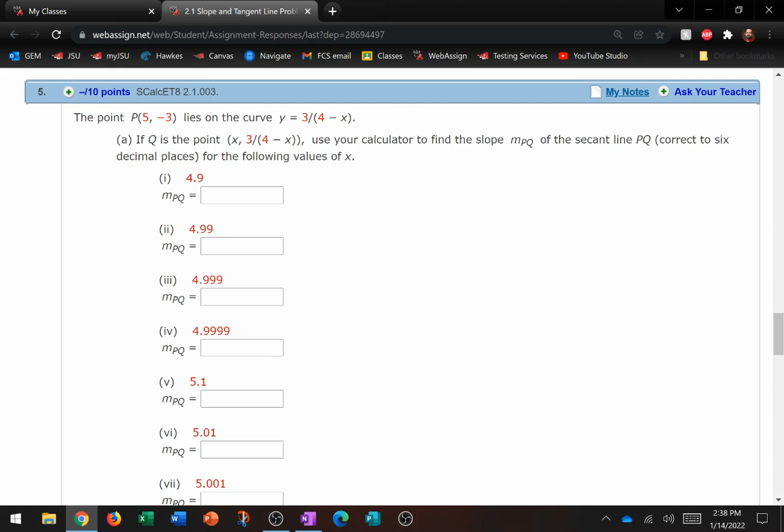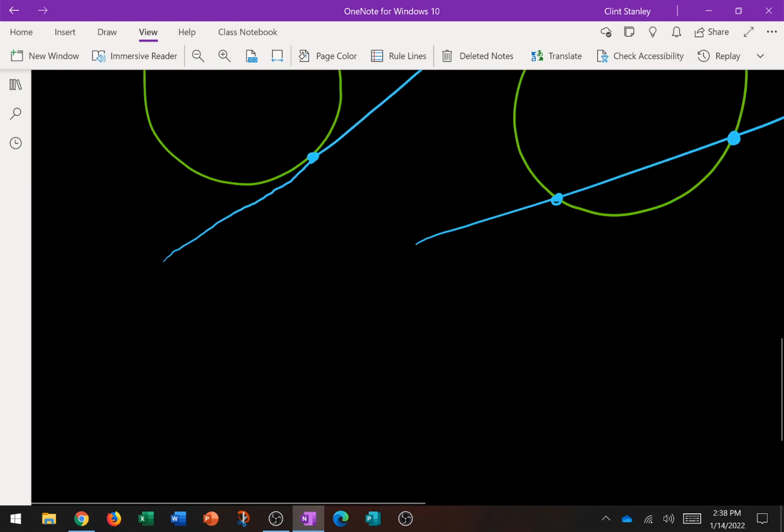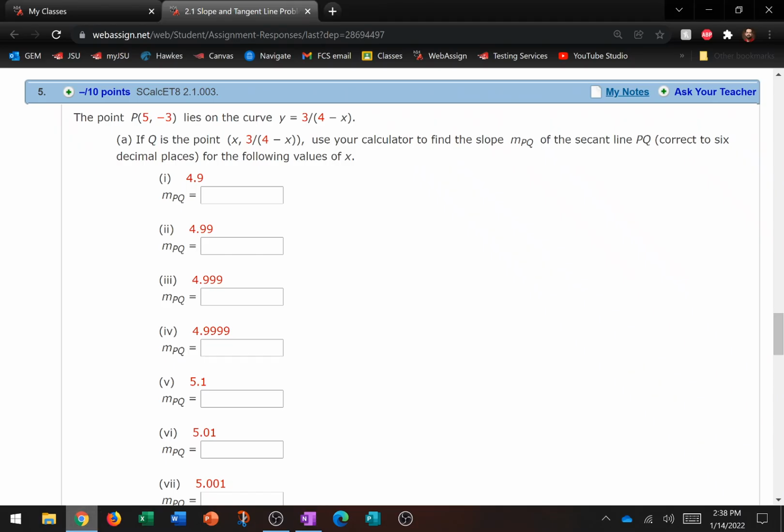Okay. Let's look at this one. Again, your numbers would be different, but it would be the same process. So we've got a point P that's 5, negative 3. Let me get paper here. Okay. And our curve is y equals 3 over 4 minus x.